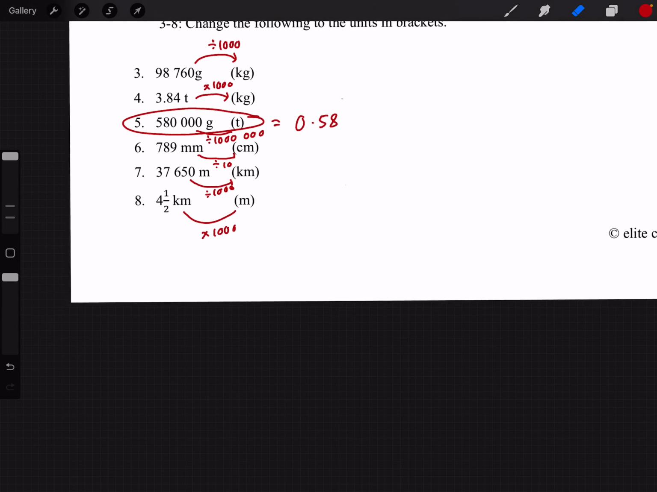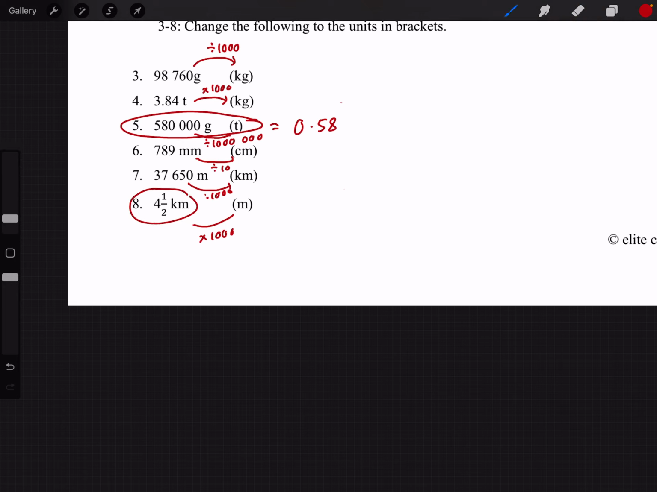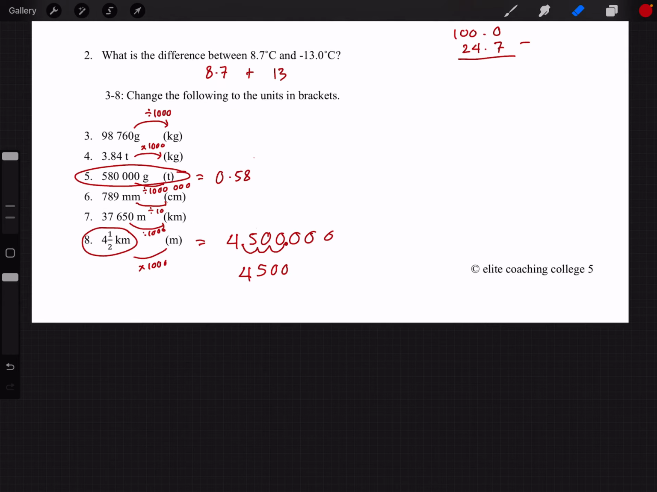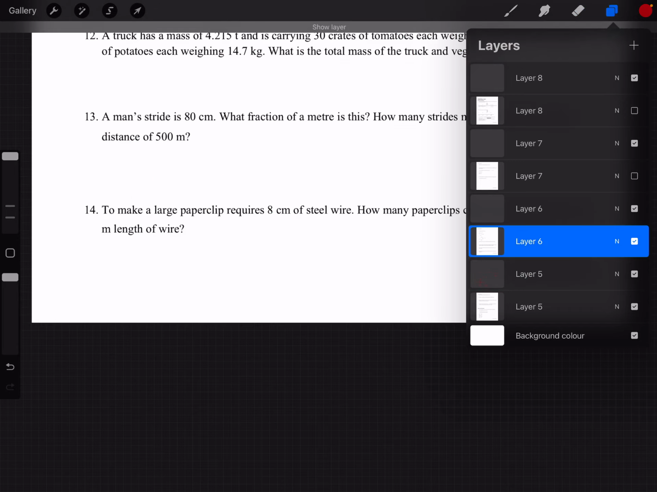Now this one is 4.5. That can be written as 4.5, and then you times it by 1,000. Let's put a couple of zeros here. You move the decimal place 3 spaces to the right. 1, 2, 3. So it's right there. So it's 4500.000. But because the rest are zeros, we don't need the dot there. So 4,500. Okay. Next page.